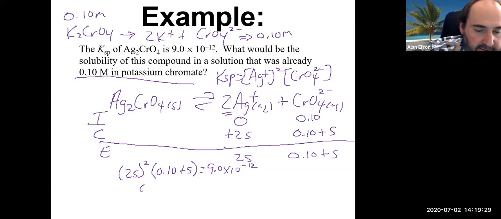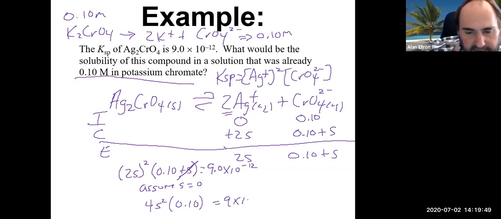Again, it's a pretty safe bet to assume s is equal to 0 in the 0.1 plus s, since that's a very small value. So it's going to be this s only in that term. We still need to make sure we square everything over here. That gives us 4s squared times 0.1 equals 9 times 10 to the minus 12. When we take 4 times 0.1, that gives us 0.4. We then take 9 times 10 to the minus 12 and divide it by 0.4. That gives us that s squared is equal to 2.25 times 10 to the minus 11.